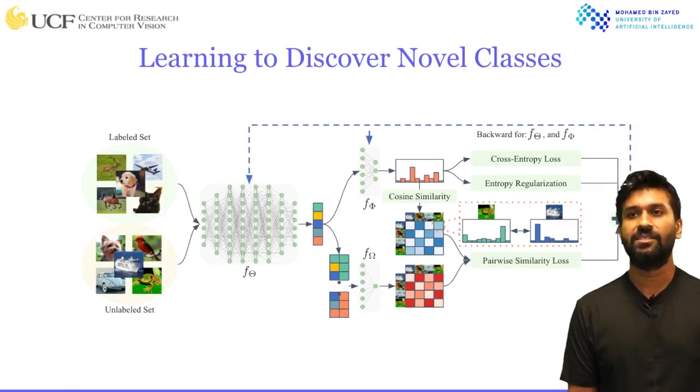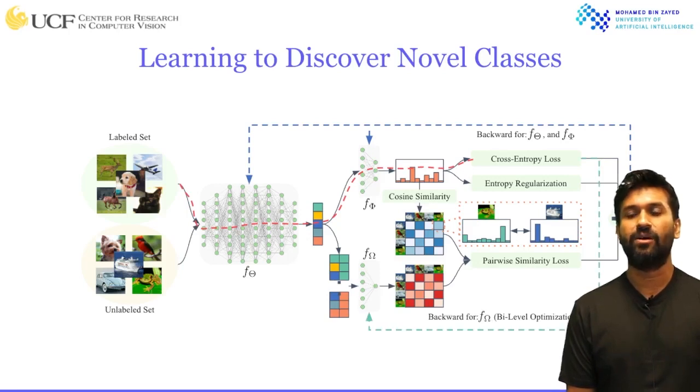Then, based on this loss, we update the parameters of f theta and f phi, and we don't update the parameters of f omega. And with this updated network, that means f theta and f phi, we do another forward pass on only the labeled samples and compute the cross-entropy loss. And based on this cross-entropy loss, we update the parameters of our similarity prediction network f omega.